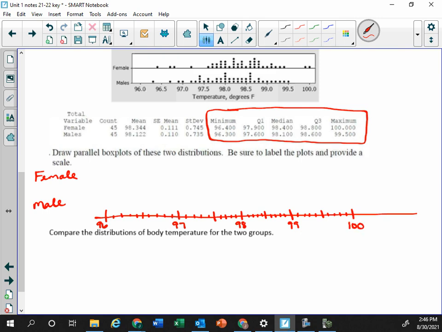All right, so I'll give you a minute here. Try to make your box plots, and then we'll go over them. Title it, so I'll put that over on the side, body temps, females and males. So talk to each other. Let me know if you're stuck.